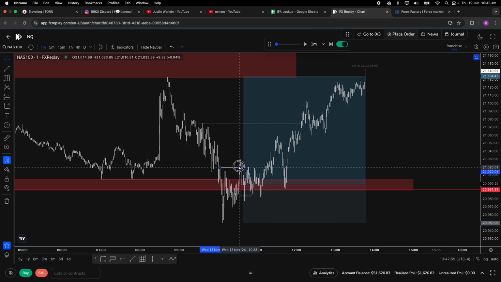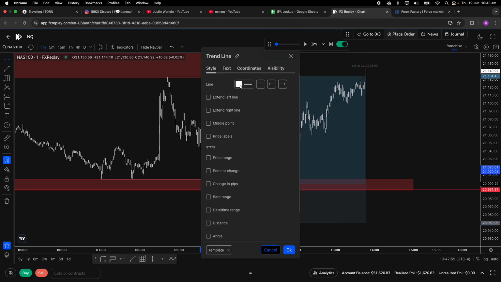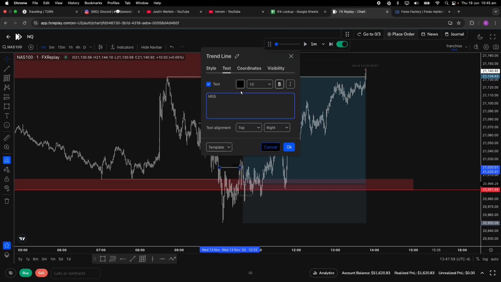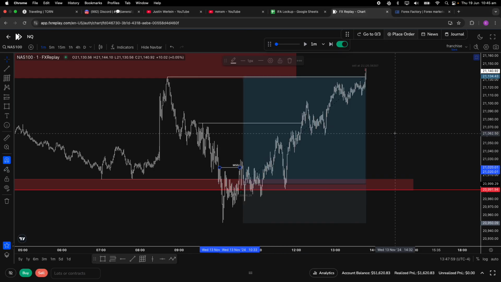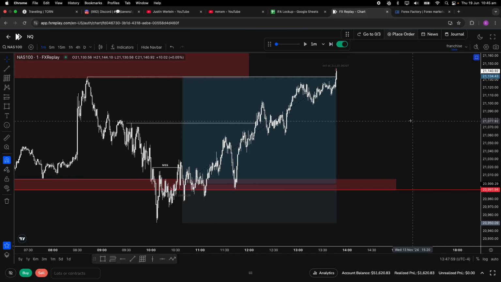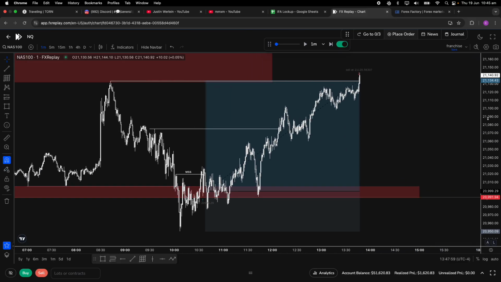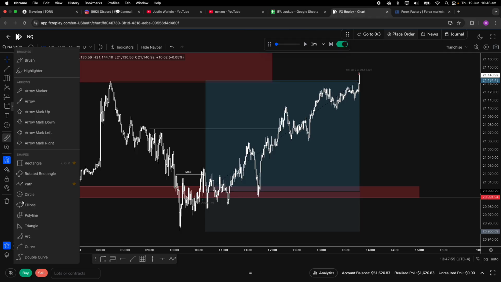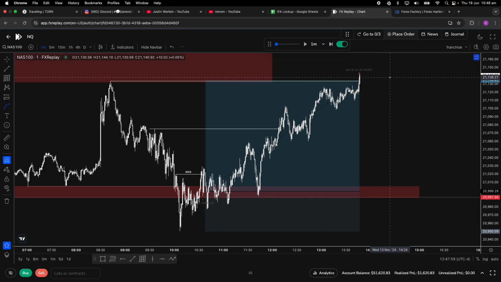Can delete this now. Put in microstructure shift like that. Put it in the center, and then you can go and journal this. Very happy days. That's basically just how market maker models work.